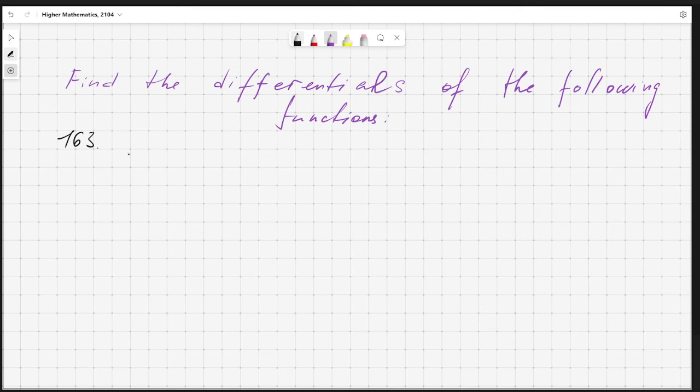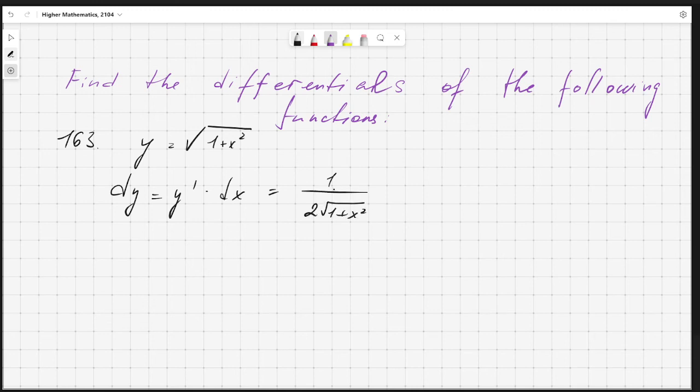Problem 163: y is the square root of 1 plus x squared. dy equals y prime times dx. y prime is 1 over 2 square root of 1 plus x squared, multiplied by the derivative of the argument, which is 2x, so dy equals x dx over square root of 1 plus x squared. Is it clear? Yes. Okay.